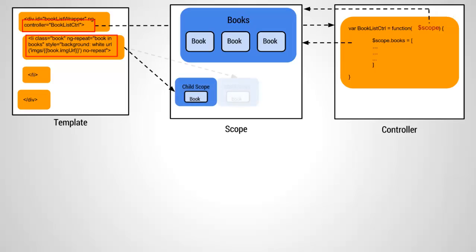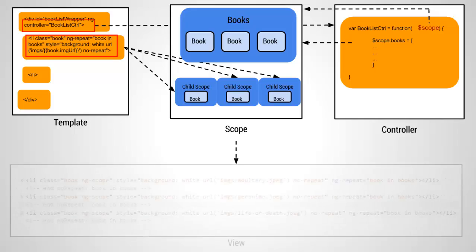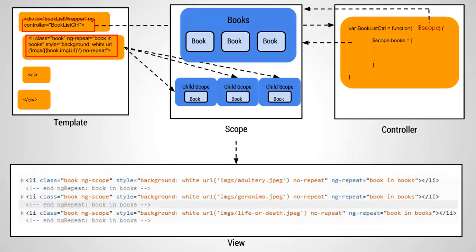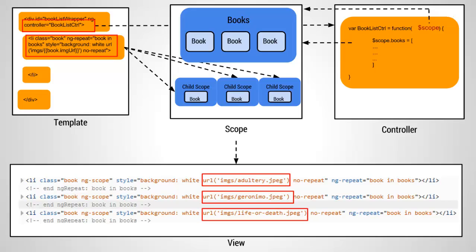When Angular compiles the ngRepeat directive, it creates a new child scope object for each repeated template. So for each li element, it will create a new child scope and store the individual book object from the collection into the li element's $scope object. And the final output, our view, will be rendered using this new child scope object's data. You can see each li element has a different image URL. This is the magic done by the child scope created by the ngRepeat directive.